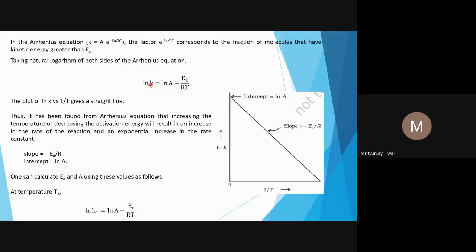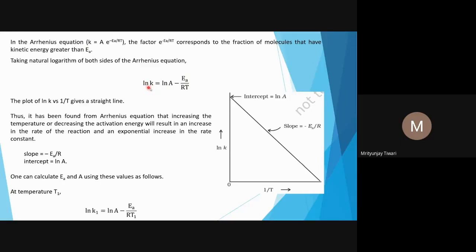The k is the rate constant value, which depends on the temperature that we are going to study here. So one factor that depends on the temperature is T, and R is the gas constant, the universal gas constant. Ea is the activation energy, which is constant for a particular reaction. So everything is constant; the only variable factor is temperature. Once you vary the temperature, you see the ln k value also changes.